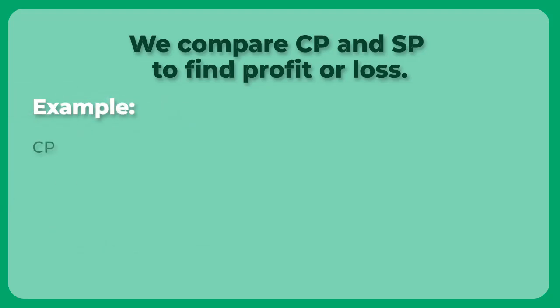Example: CP is equal to 545 rupees. SP is equal to 630 rupees. Profit is equal to 85 rupees.